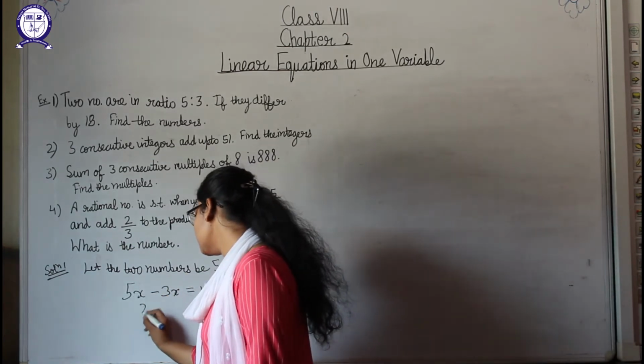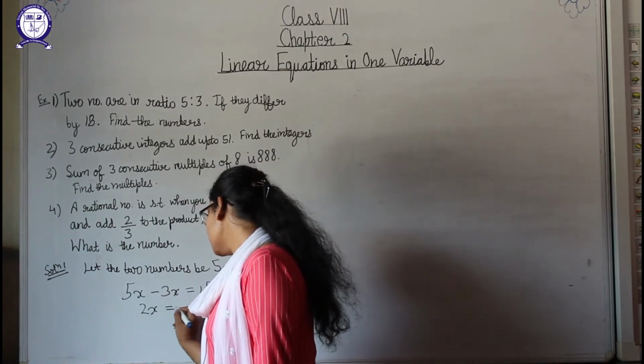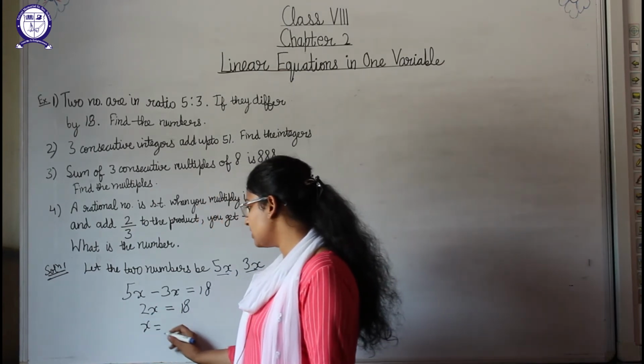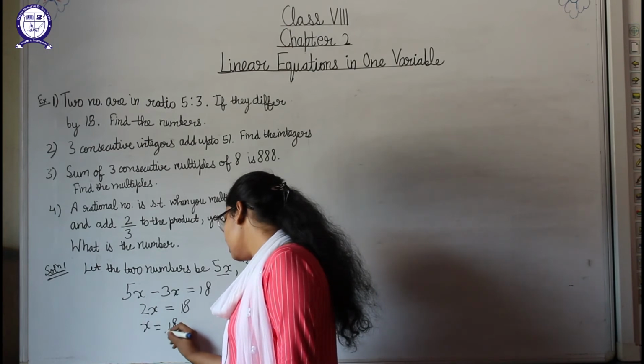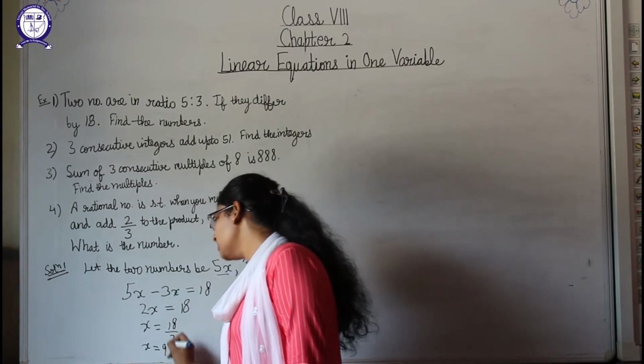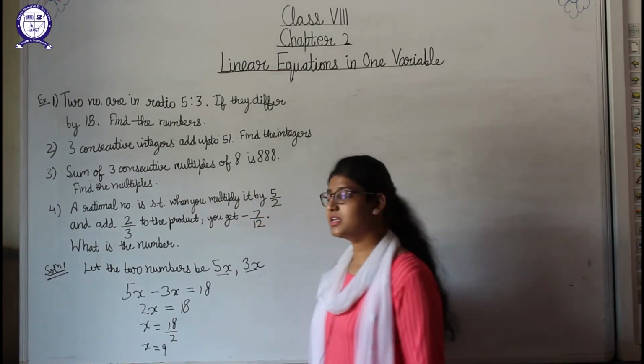5x minus 3x will give us 2x. 2x is equal to 18. So for x, 2 is multiplying here, so it will be dividing on the other side. So 18 by 2, x is equal to 9. So here the value of x comes out to be 9.